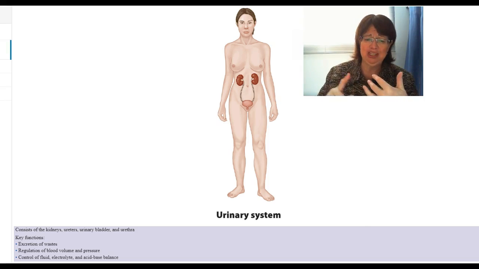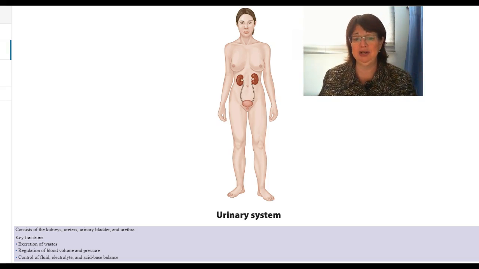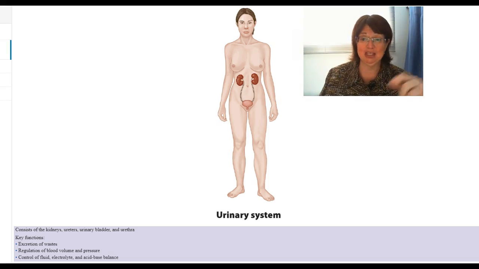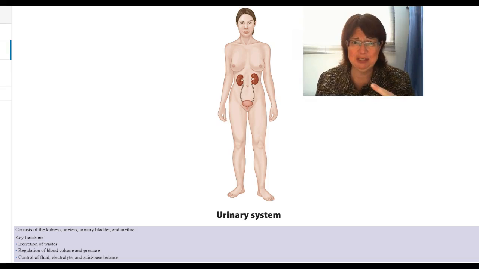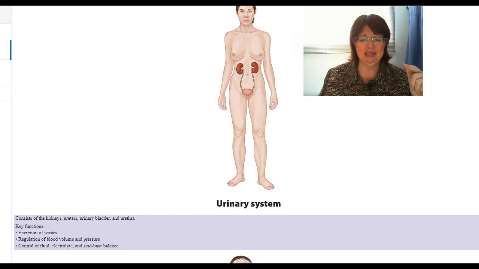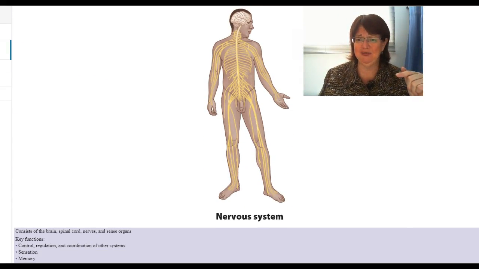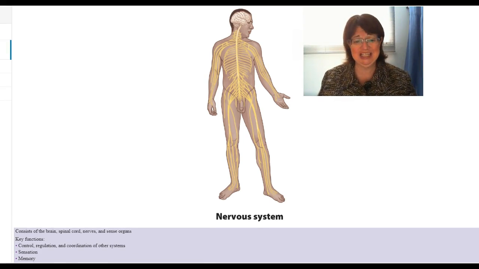You don't make pee for the sake of pee, but you make pee as sort of the waste of your blood. So we're going to look at the excretion of wastes, maintaining blood volume, and also controlling fluid and electrolyte balance, and also helping with acid-base balance. So your respiratory system is a quick fix for your acid-base balance, and your urinary system is a slow, long-term fix.